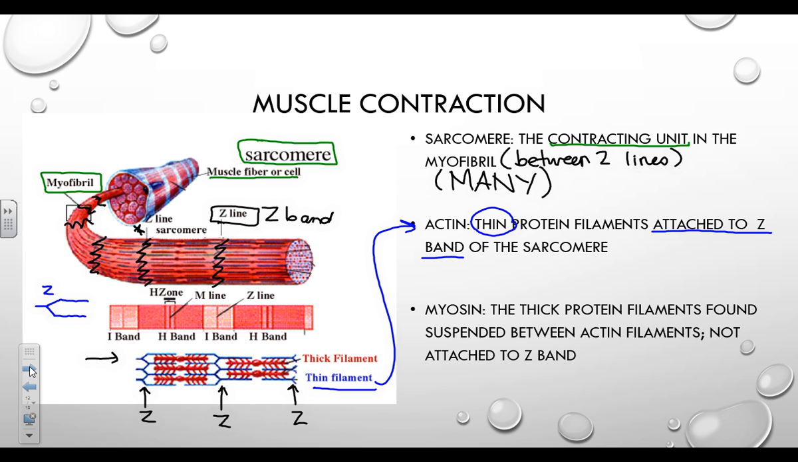Now myosin is the other one. Myosin is the thick filament. So it's visibly wider, thicker than the actin. It's found suspended between actin filaments, and it is not attached to the Z band.